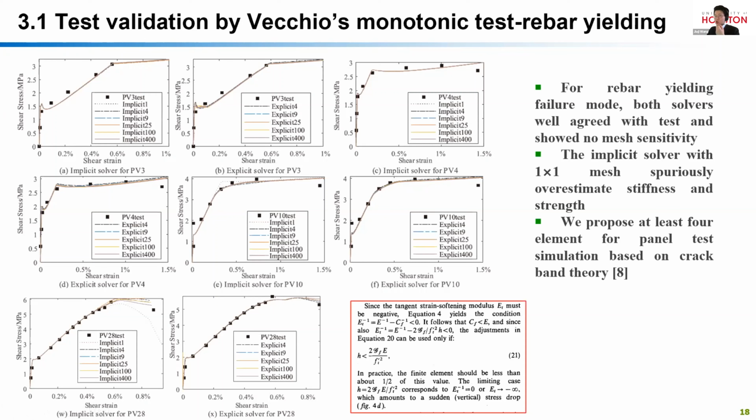the implicit solver with only one element notably overestimates the stiffness and strength of these panels. Therefore, we propose that at least 4 elements should be used for simulation of panel tests if we are using this modeling scheme.